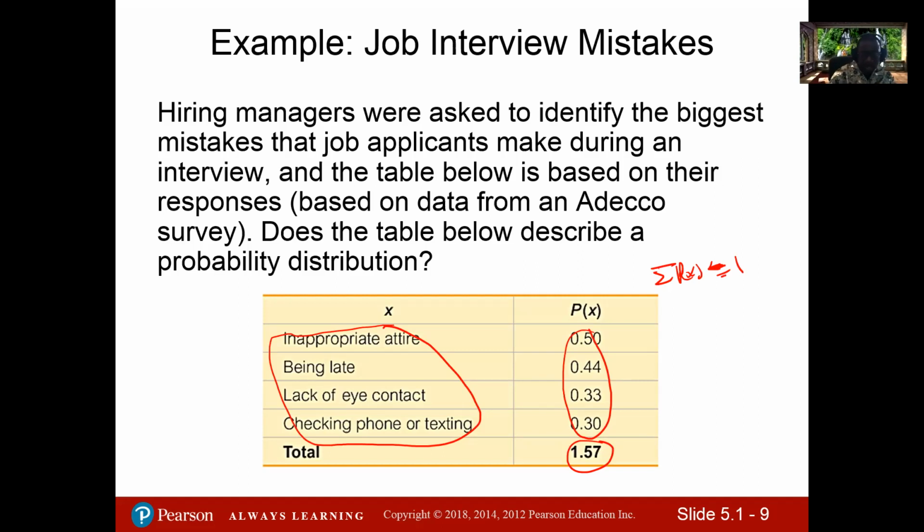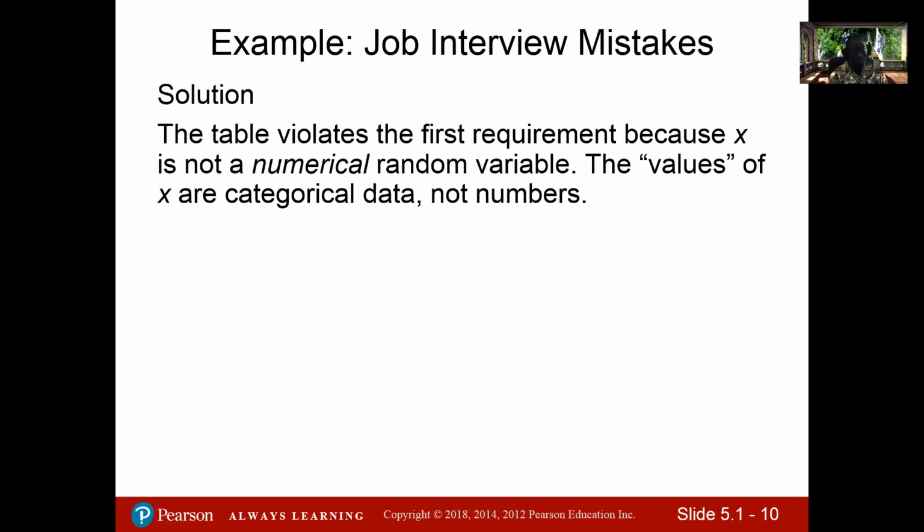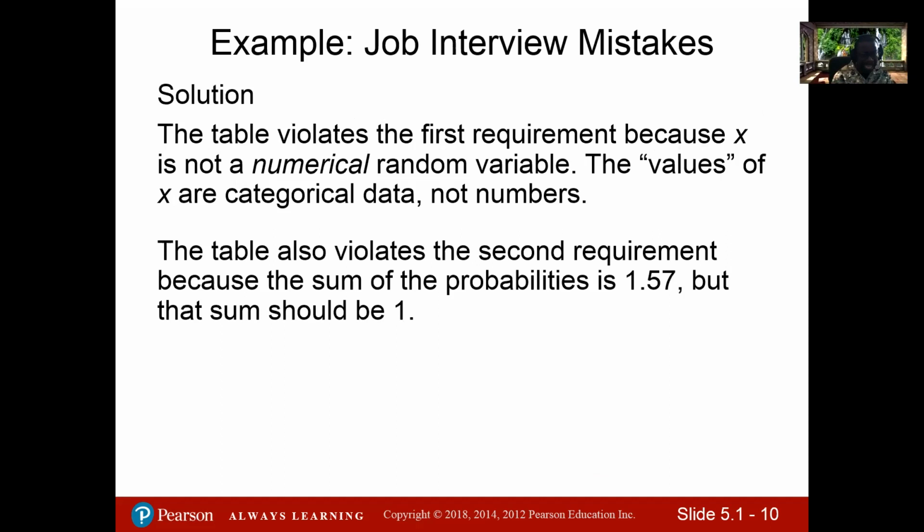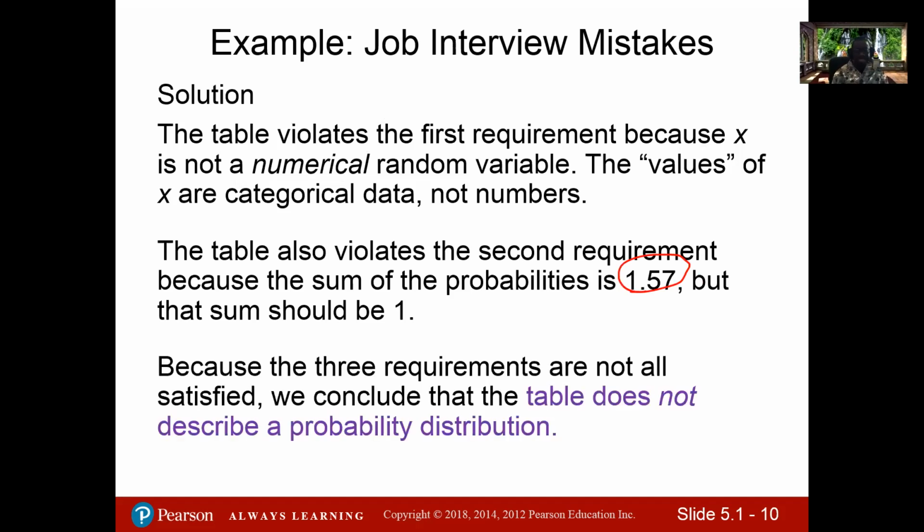So I have the answer here. The solution: the table violates the first requirement because X is not a numerical random variable. Again, the values of X, as we said, are not numbers. It also violates the second requirement, since the sum of the probabilities is more than 1. Because the 3 requirements are not all satisfied, we say the table does not describe a probability distribution.